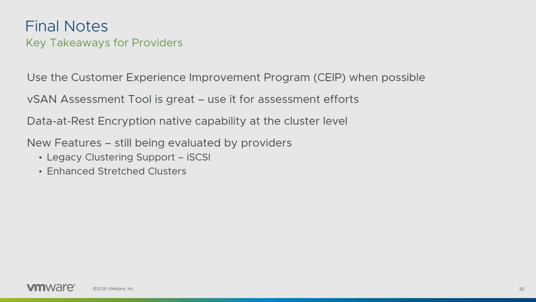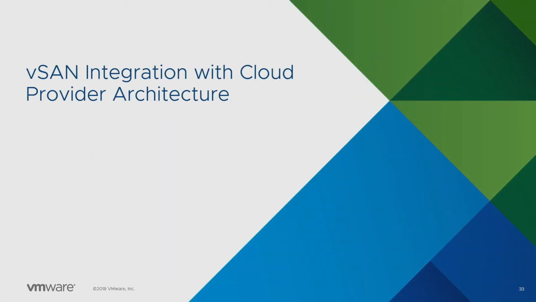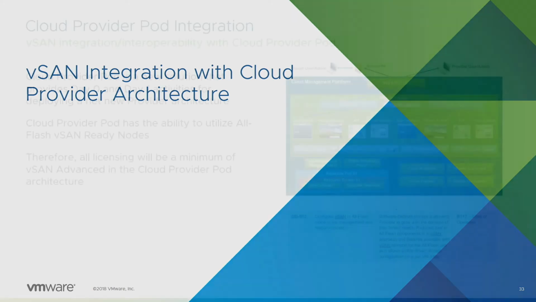Some of the new features that we're seeing with cloud providers are data at rest encryption, legacy clustering using iSCSI for traditional Microsoft clustering services, and then using enhanced stretch clusters. Enhanced stretch clusters, we're seeing more in a private cloud environment or providing a geo multi-site data center design. So let's quickly touch on some of the integration with our cloud provider architecture.